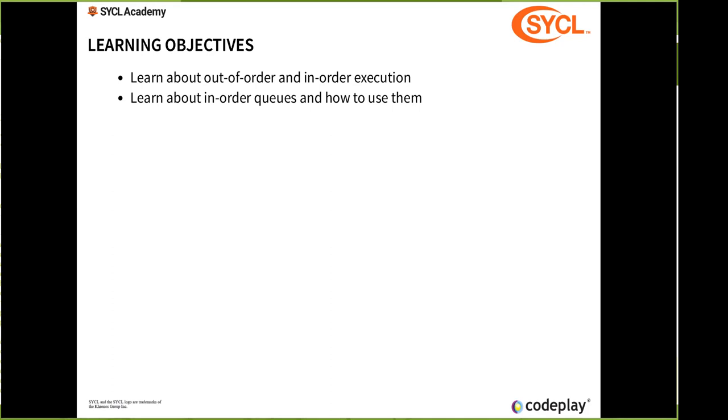So the learning objective of this section is: you have heard several times and seen code snippets from Ronan that have the keyword queue. I'll briefly talk about what the queue is and why we have out-of-order and in-order execution patterns related to the queue. More specifically, I'll dive into in-order queues and how to use them, as that has been a lot of the use case when you're porting from CUDA specifically.